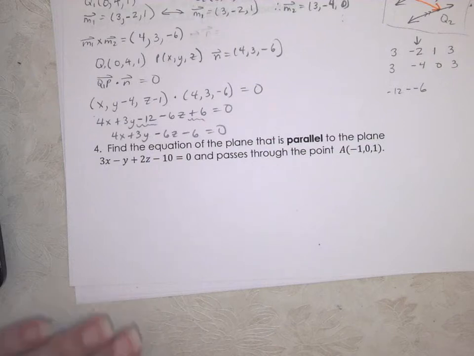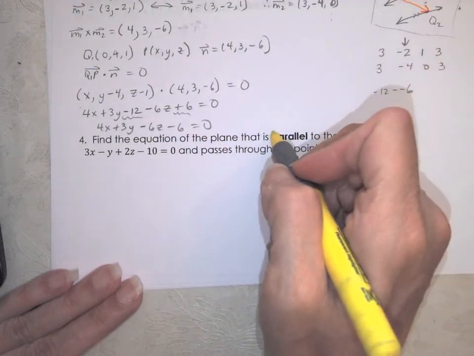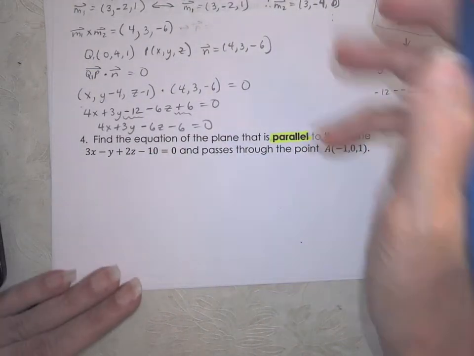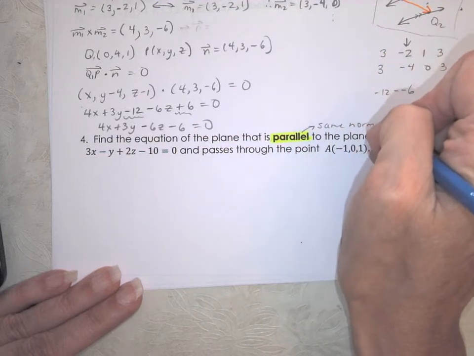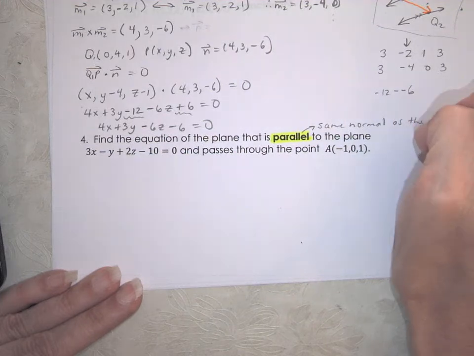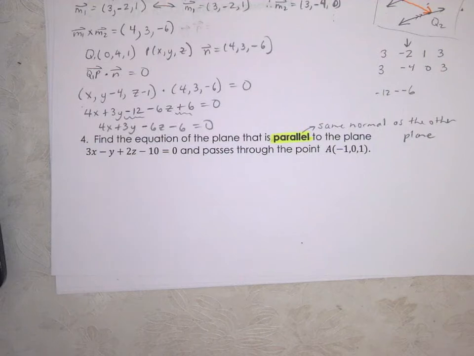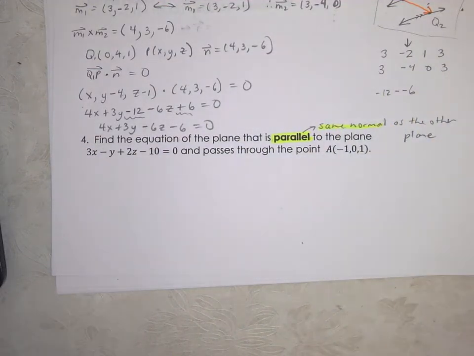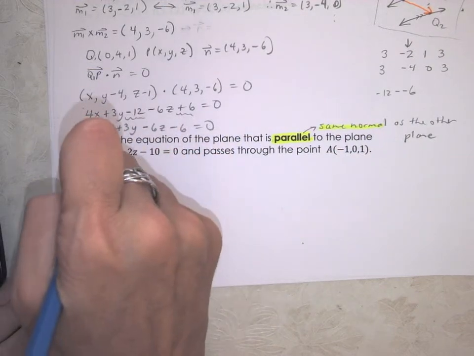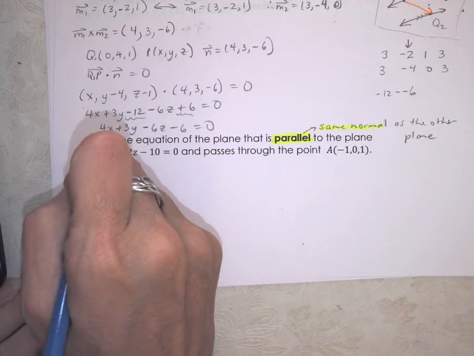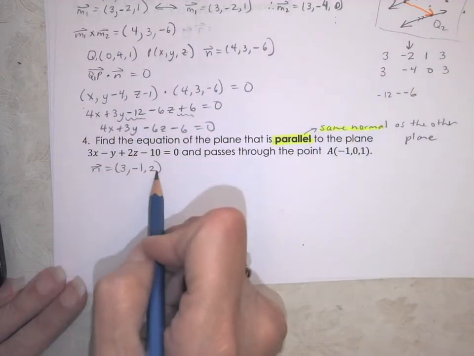Question 4, find the equation of the plane that is parallel to the plane. So parallel to another plane, in your mind you're going to say parallel to another plane means same normal as the other plane. So parallel planes have the same normal. And by looking at this plane, 3x minus y plus 2z minus 10 equals 0, we know its normal is the coefficients of x, y, and z. So 3, negative 1, 2 is its normal.